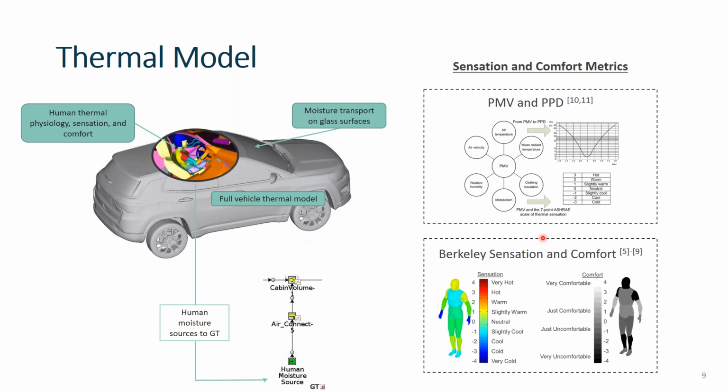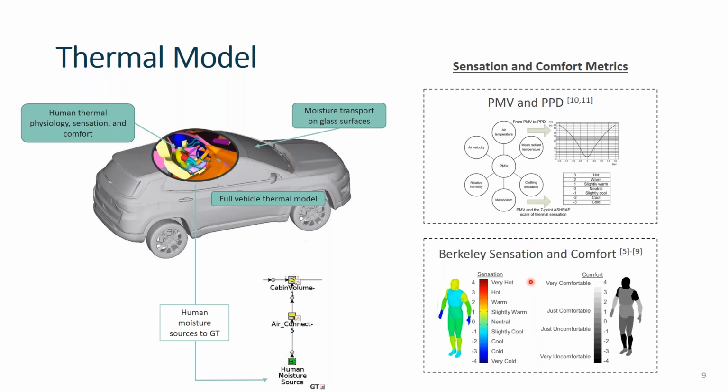The other one we definitely recommend is Berkeley Sensation and Comfort. So this is more of a physiology-based metric. So it takes things like skin temperature and core temperature. Also, it translates the local sensation and local comfort for different body segments into an overall metric. And that's what's important here.